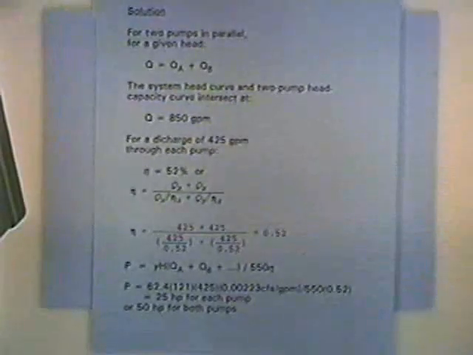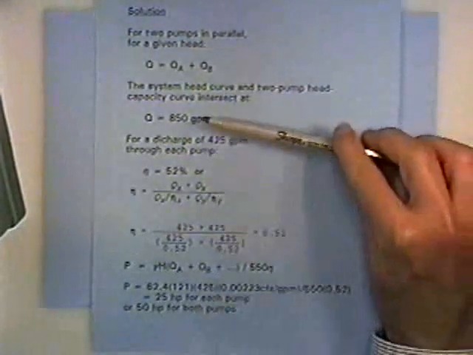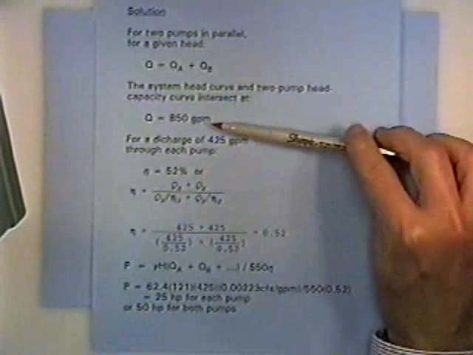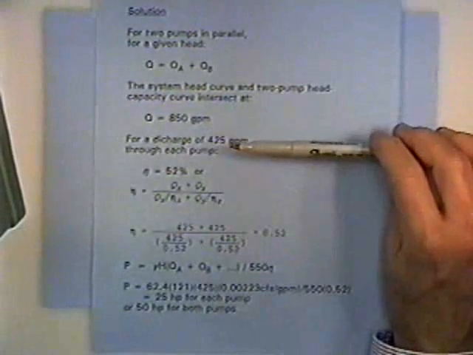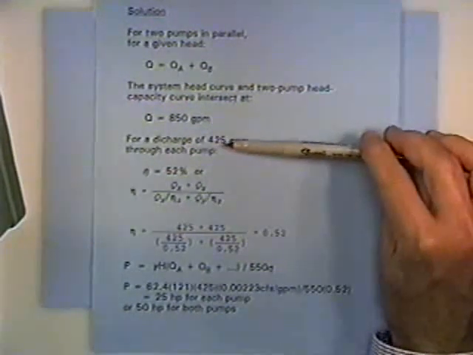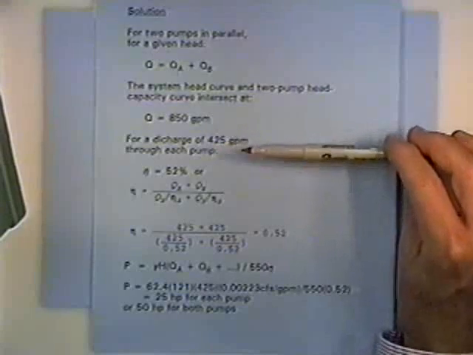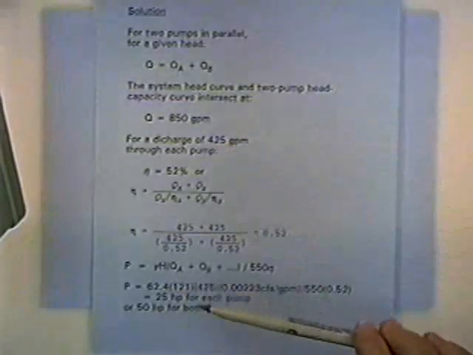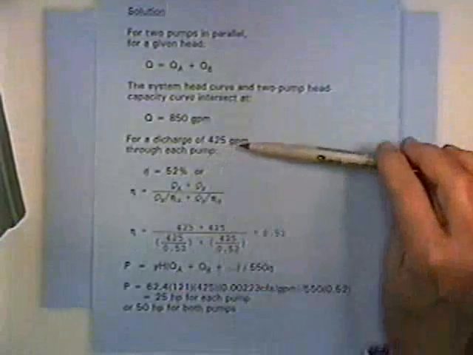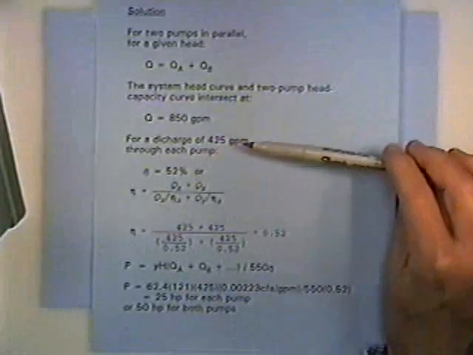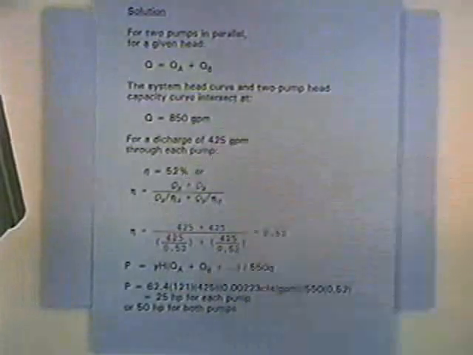flow rate. And one way you could do it to get the efficiency, for a given pump, we got 850 gallons per minute going through each of the pumps. They're identical pumps in parallel, so there's half of that, 425 going through each individual pump. We could go back to the pump characteristic curve, and for a flow rate of 425 gallons per minute for one individual pump, you could read off the efficiency of 52%.